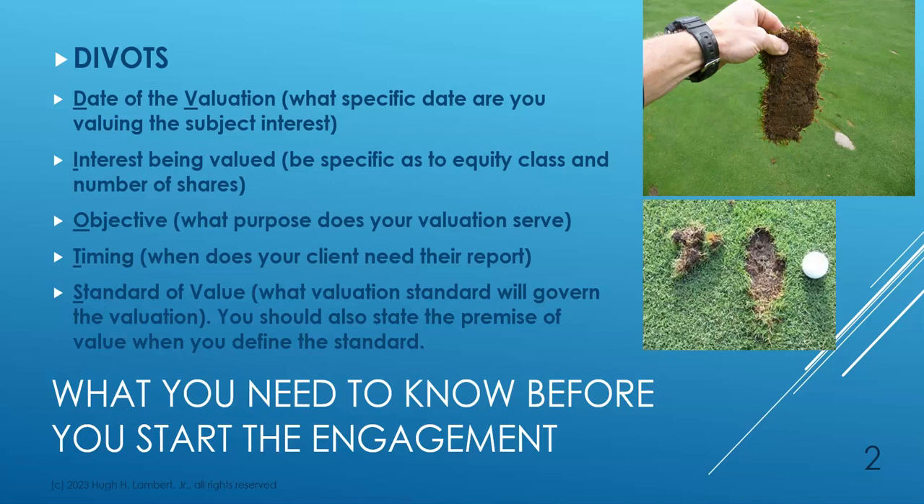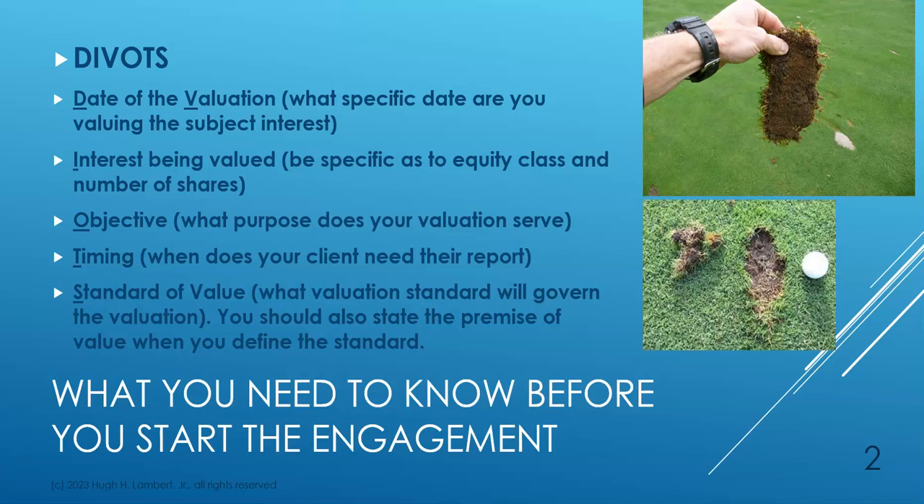So the first thing is D and V, the date of the valuation. Whenever you're doing a valuation, you're doing it as of a specific date, and you cannot use any information that was available after that particular date. Even if you're doing a valuation from the past, you have to go back to that particular date and time and prevent yourself from looking at any additional information.